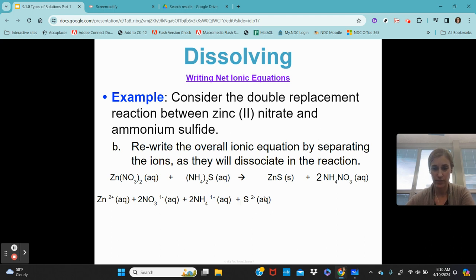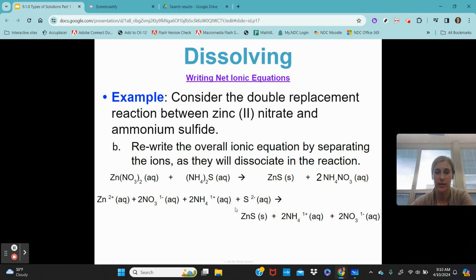So there's all of these state symbols, there's charges every time, and if we have more than one, because we balanced it, we need to write that as well. Now, on the right side, we are not going to break up zinc sulfide because it actually reacted. We're only going to break up things that are AQ. So it's going to be kind of repetitive, but what this means is that it remains soluble. So 2 ammoniums and 2 nitrates.